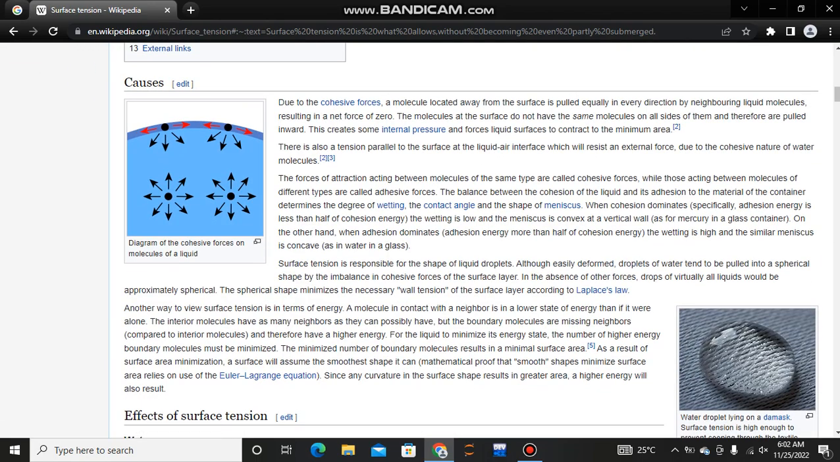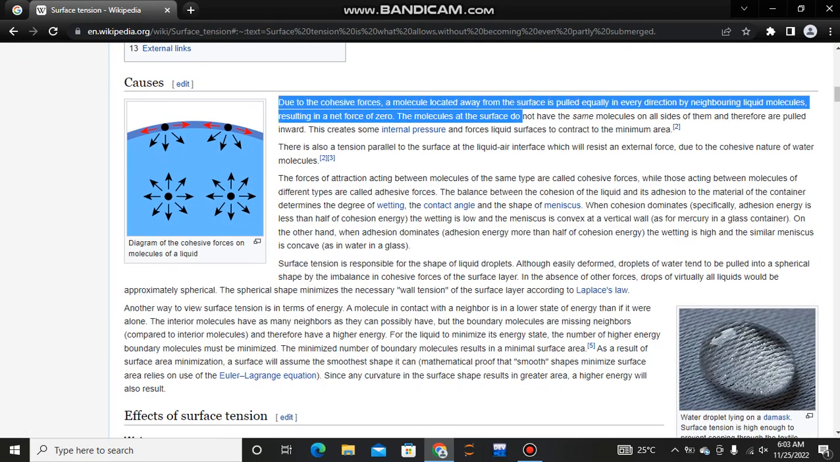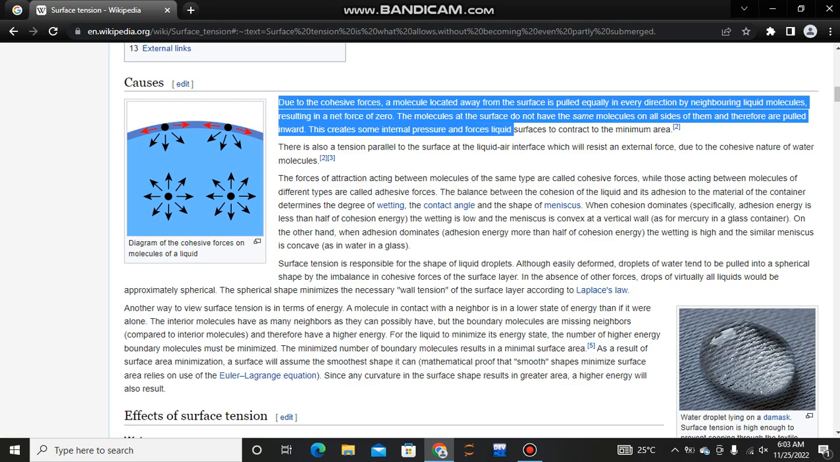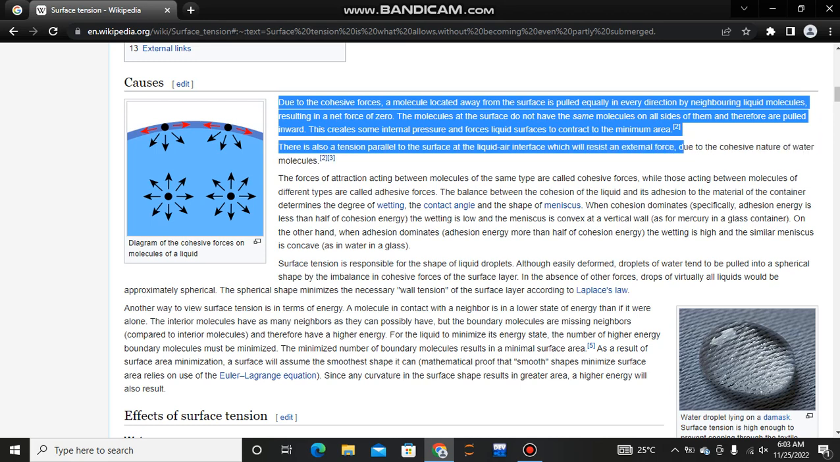Surface tension is caused by cohesive forces. A molecule located away from the surface is pulled equally in every direction by neighboring liquid molecules, resulting in a net force of zero. The molecules at the surface do not have the same molecules on all sides of them and therefore are pulled inward. This creates some internal pressure and forces liquid surfaces to contract to the minimum area. There is also tension parallel to the surface at the liquid-air interface, which will resist an external force, due to the cohesive nature of the water molecules.